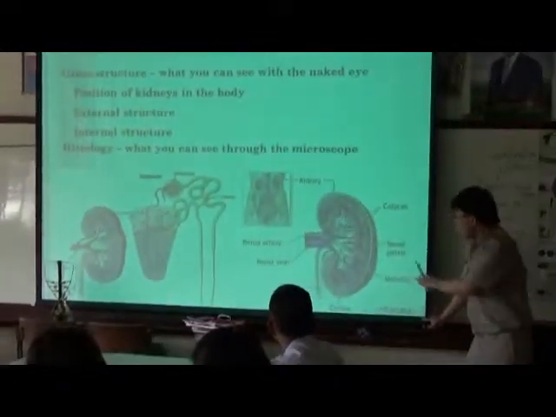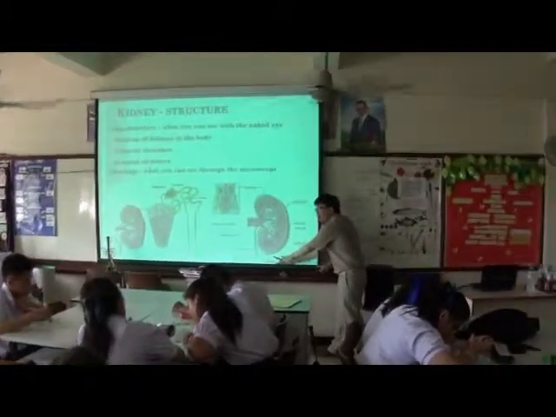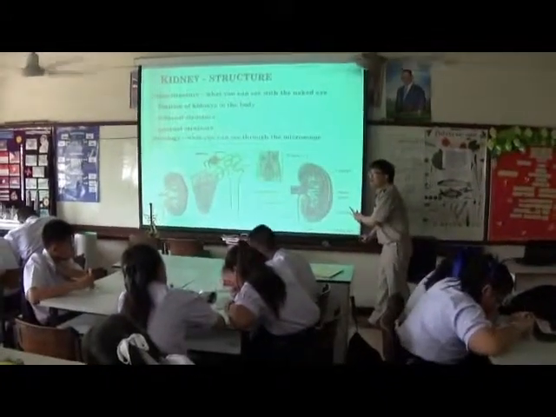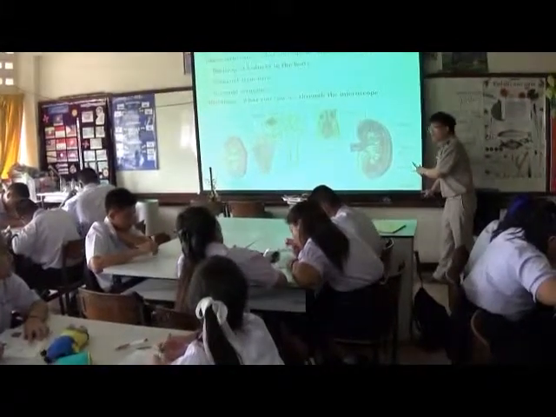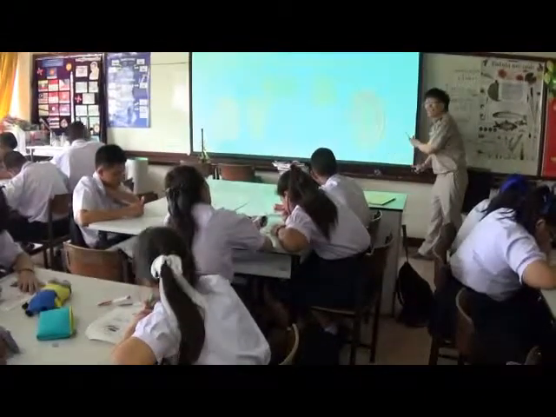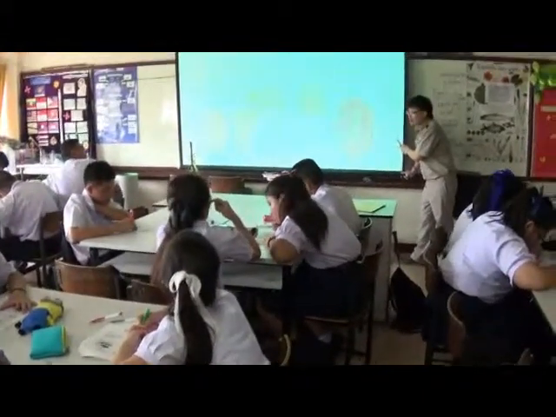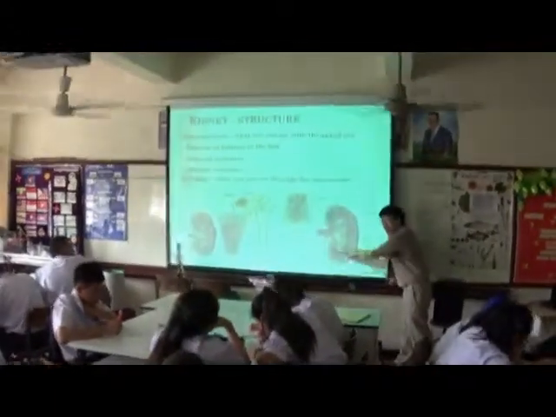Inner called medulla. Very good. Outer called cortex, inner called medulla. Repeat after me. Medulla. Very good. The outer called cortex. The inner called medulla. Okay. You understand this? Found this structure? Okay.